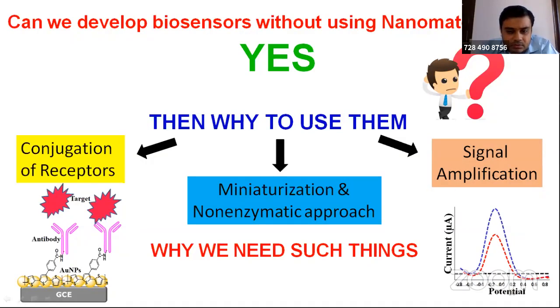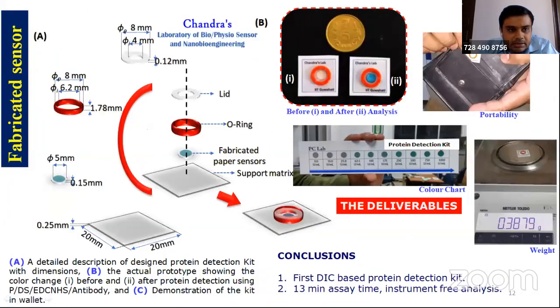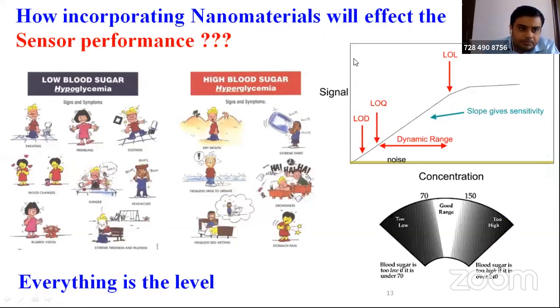I'll discuss this in more detail with this diagram. I've taken a very classical example of how incorporating nanomaterial will affect the sensor performance. This is a very generalized example: the concentration of blood sugar in the body. One is a hypoglycemia case and one is a hyperglycemia case. I'm not interested in whether the person is suffering from a disease. I am interested in the concentration of the sugar in the body.